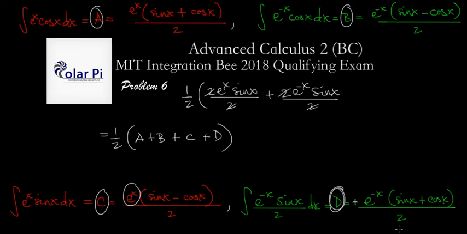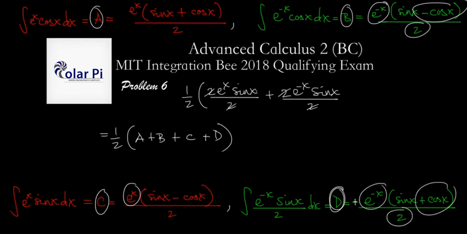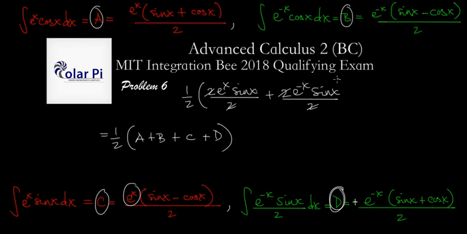All right. So why don't I have anything else? Because this says e to the negative x times negative cosine x divided by 2, and then we have e to the negative x times positive cosine x divided by 2. So those combine to nothing, right? So this is all we've got.